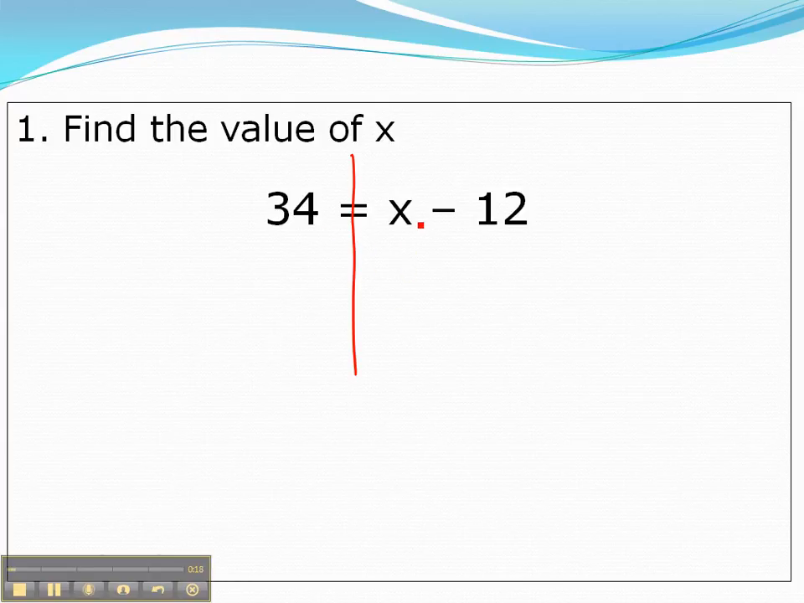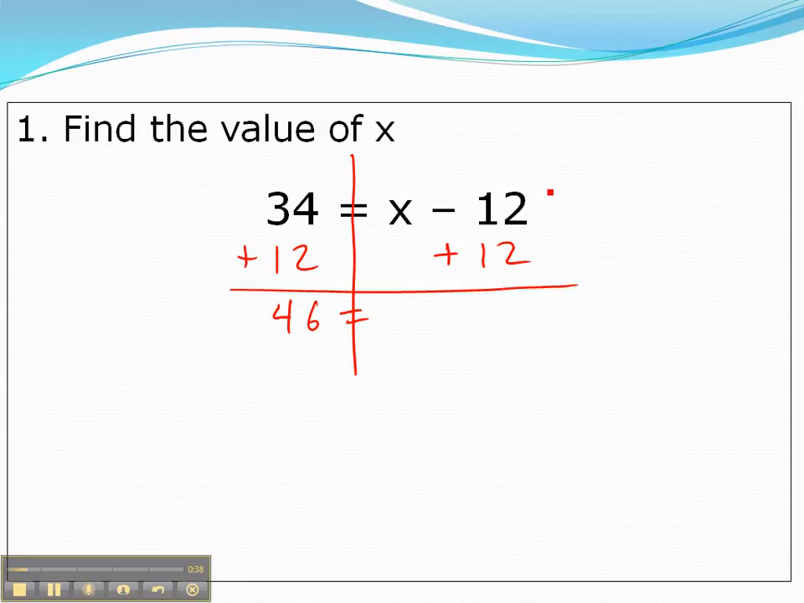In this case, we're subtracting 12 from x. So in order to isolate x, to get x by itself on the right side of the equation, we have to undo that subtraction with the inverse operation, which is addition. I can add 12 to the right side of the equation as long as I also add 12 to the left side. And then 4 plus 2 is 6, 3 plus 1 is 4, so I have 46 on the left side.